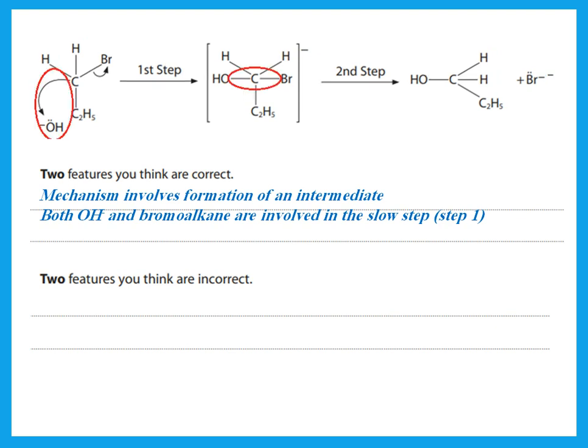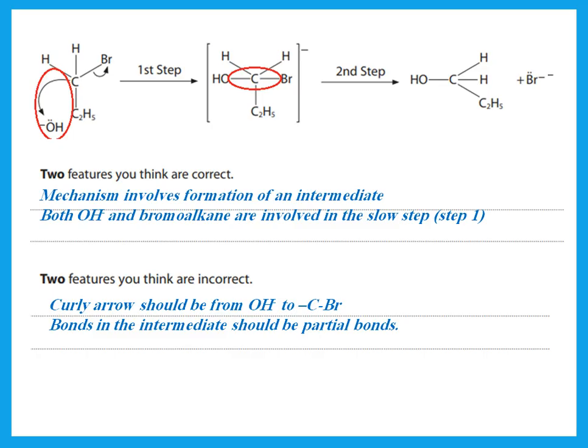The direction of the arrow of the hydroxide ion, the curly arrow, should be from the hydroxide to the carbon, not the other way around. And the bonds in the intermediate should be partial bonds, not complete bonds. We draw them with dots. They are partial bonds.